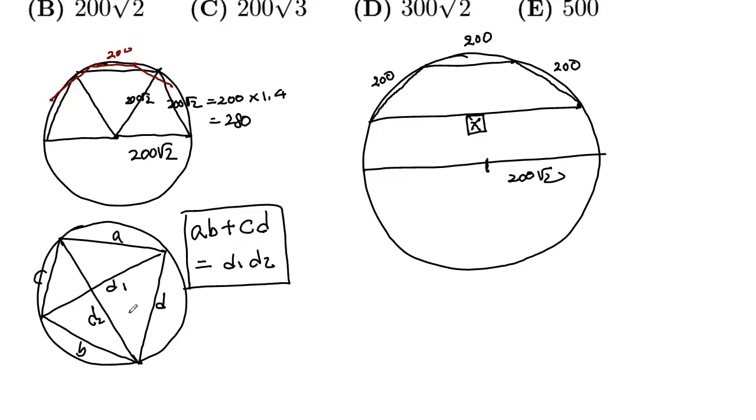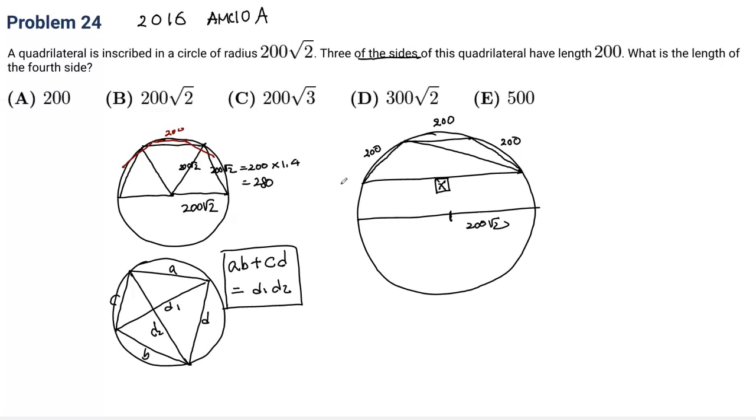Now let's find the diagonal. Where is the diagonal? This diagonal, isn't it? The other diagonal is the same length, because this is actually an isosceles trapezoid. So we have to find the length of the diagonal. Maybe you can find half of this one, where the radius is 200√2, this same length. We're going to find this length, and after that you can double it.